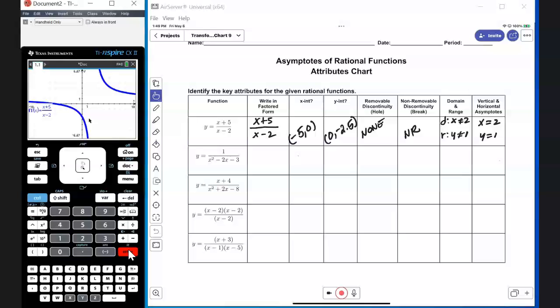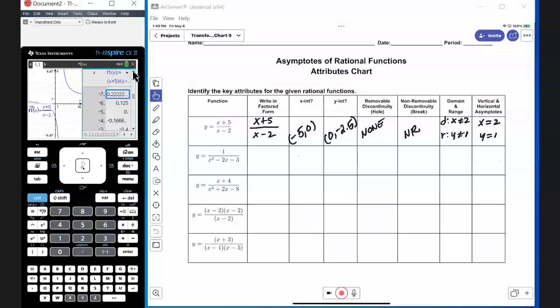Does anybody know how to find the y-intercept? Yes, you can do a table. So control menu, table, and where do you think the x-intercept, if we have to guess, is going to be? Negative what?